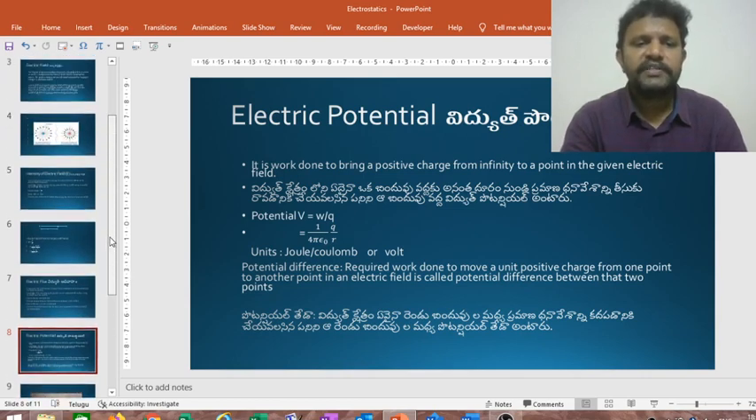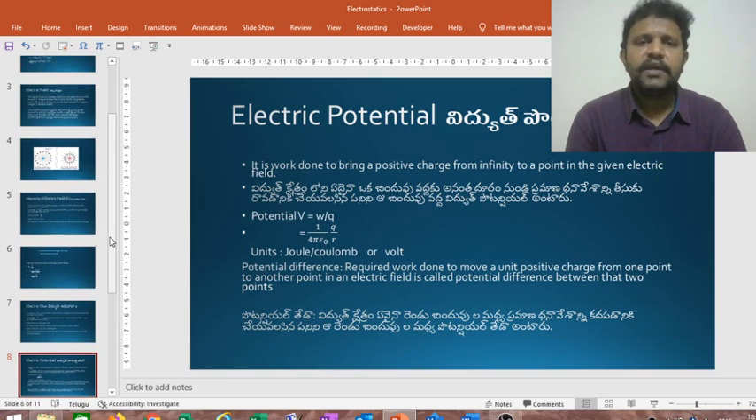So what we discussed today, we discussed the Coulomb's inverse square law, what is electric field, what is electric flux, intensity of the electric field, and potential. All these topics are very important to understand the first unit in fifth year paper.